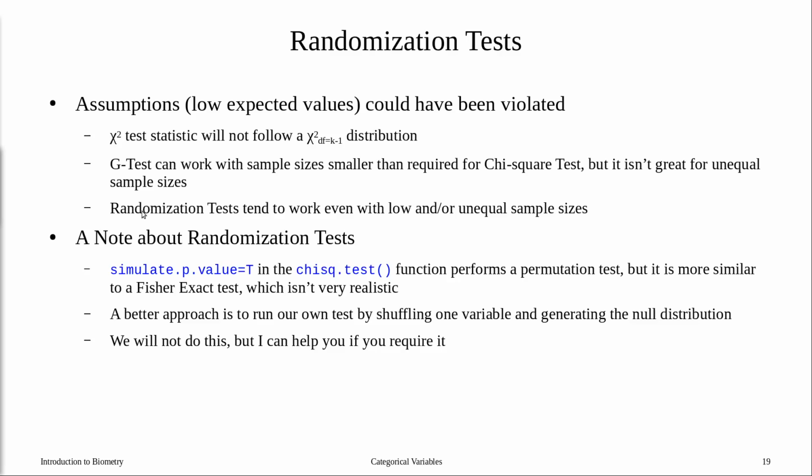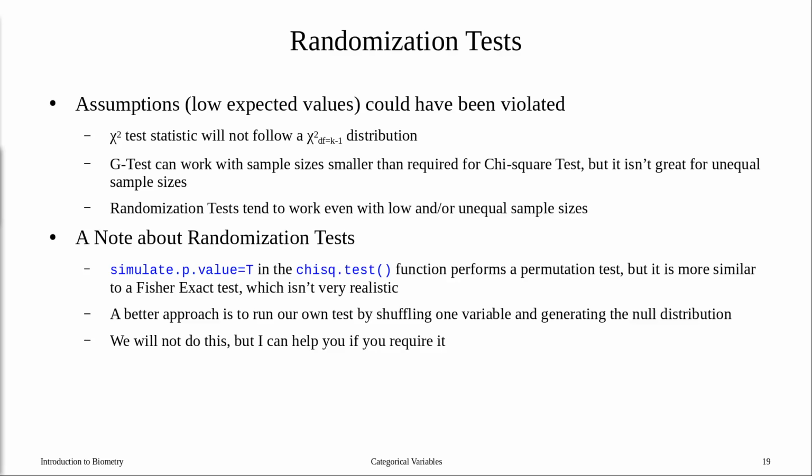Now, how do we do these randomization tests? The chi-square.test function had that simulate.p.value option. We could use this, but it's more like a permutation test when we work with a contingency table. It basically shuffles the numbers around in our table itself instead of generating a completely new random table. In this way, it makes this test much more like a Fisher's exact test, which really isn't very realistic, especially if we're trying to test for association.